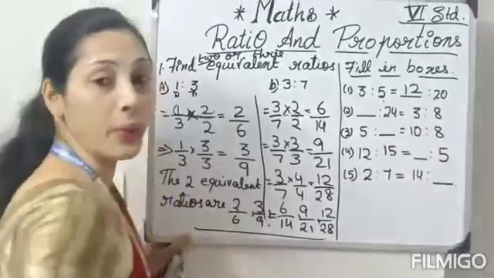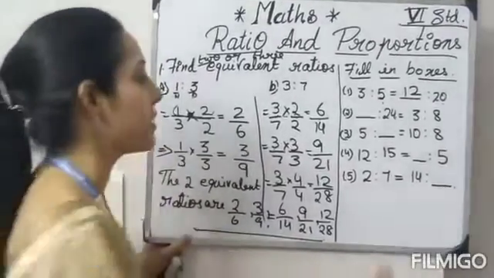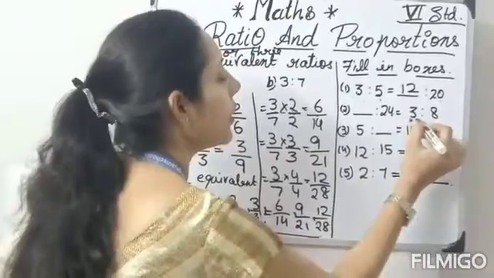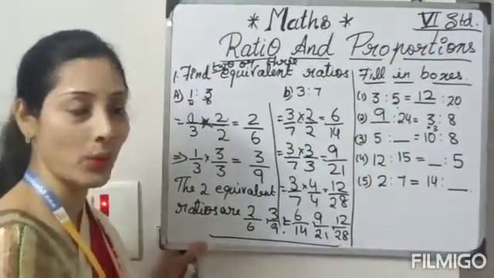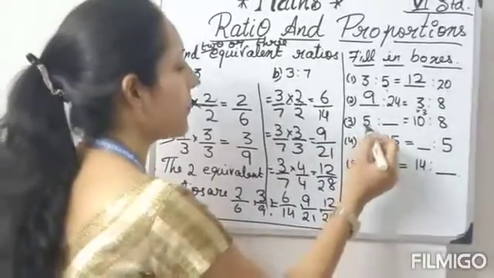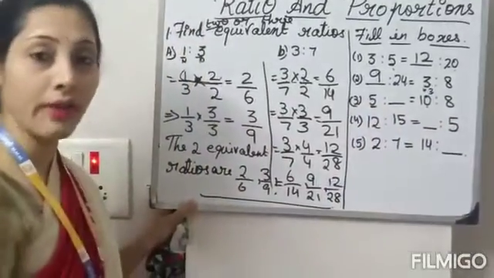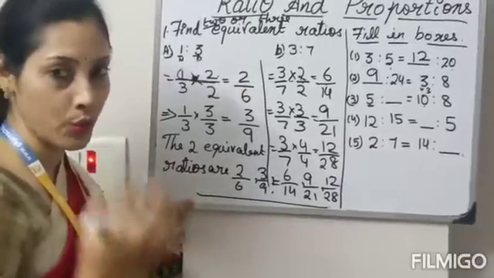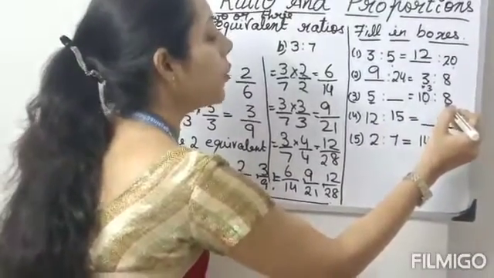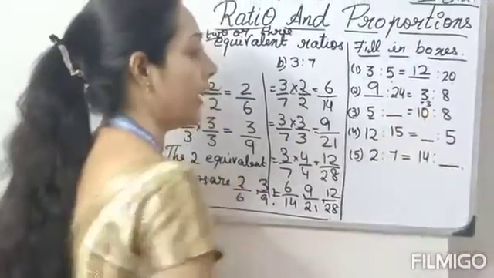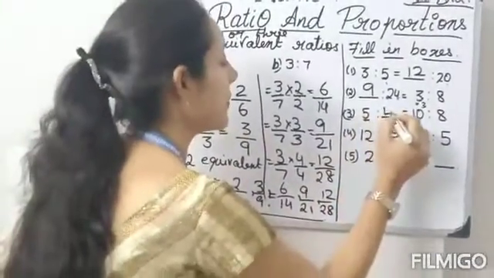In 8 table, when 24 goes, 3s are. So here 3 threes are 9. That is your answer. One more thing. In 5 table, when 10 goes, 2s are. So here what you have to get? 2. In 2 table, when 8 goes, 4 twos are 8.